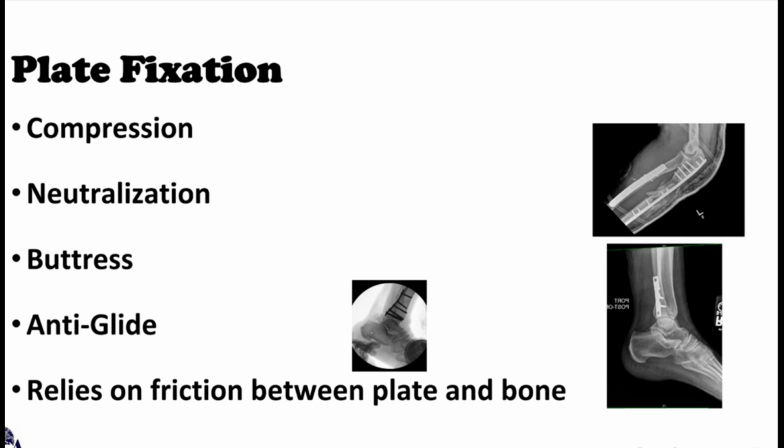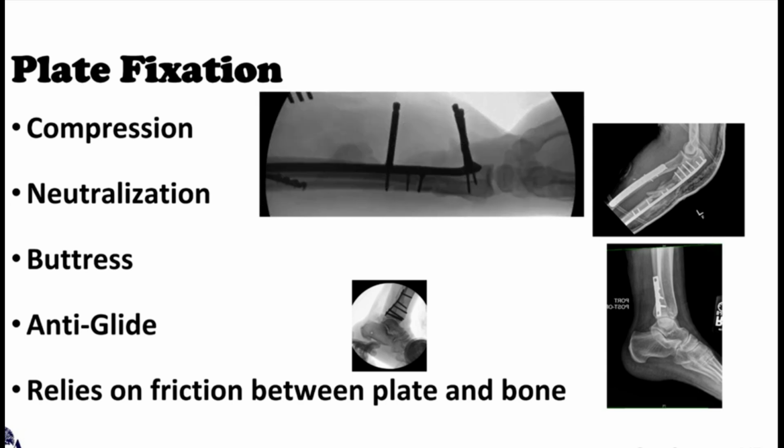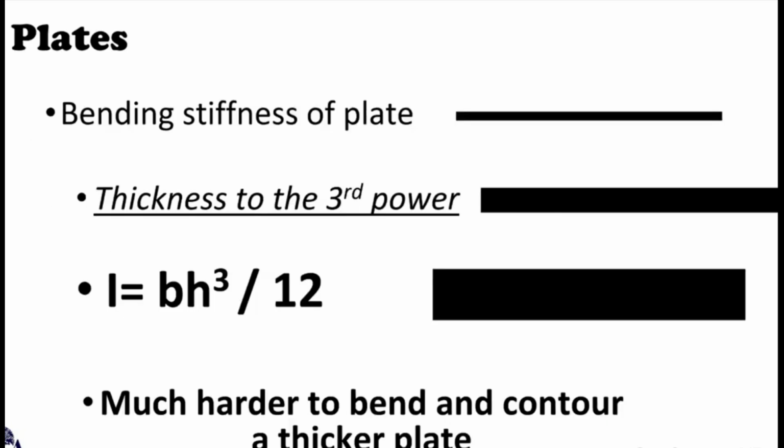So these are essentially plate functions. A plate can function in compression if you choose to make it do that. It can be a neutralizing plate, where you've done a lag screw and now you're just protecting your lag screw against rotational forces. You can do buttress plating for preventing shear, and anti-glide is a similar concept. In these contexts, it relies on friction between the plate and the bone. It's an example in the distal radius.